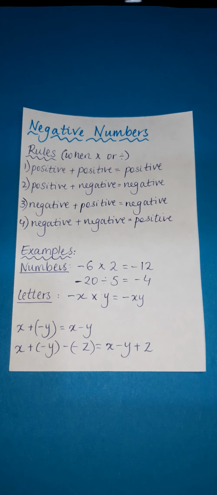Again, if we look at the second example, we have x plus negative y. Here, this is the same thing as the first example. And then we have an extra minus z. If we look at rule number 4, we can see that if there's 2 negatives, it makes a positive. So the answer would become x minus y plus z.